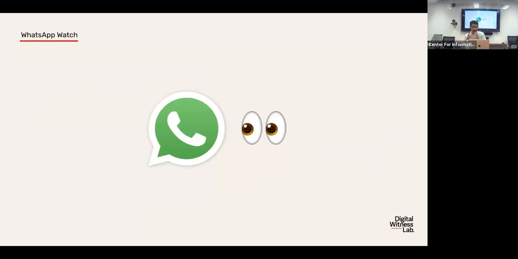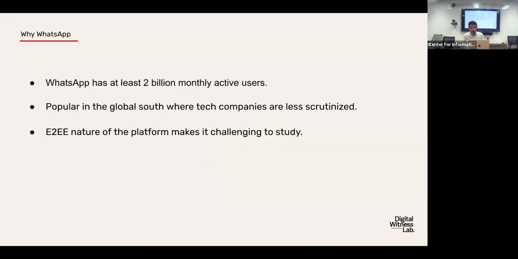And now I'd like to talk about WhatsApp Watch, which is the project we're working on now. So WhatsApp Watch is basically, I'm not sure exactly what it is yet. It's a lot of different things. So I'm just going to talk through what we've done so far and how we're thinking about it. And first I'll start with why WhatsApp.